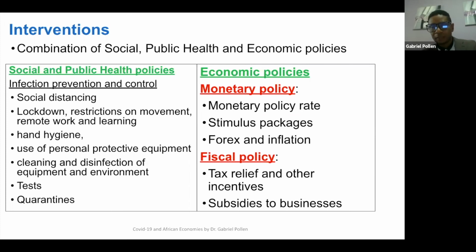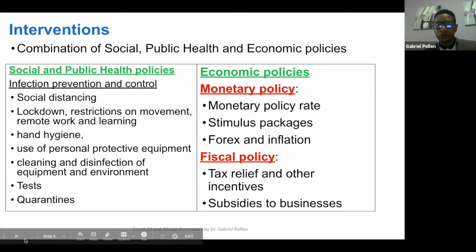There have been subsidies provided to certain businesses. For example, the tourism and hospitality industry has received a host of subsidies and support from governments in order to boost economic activity and fight the effects of the COVID-19 pandemic. Next slide, please.